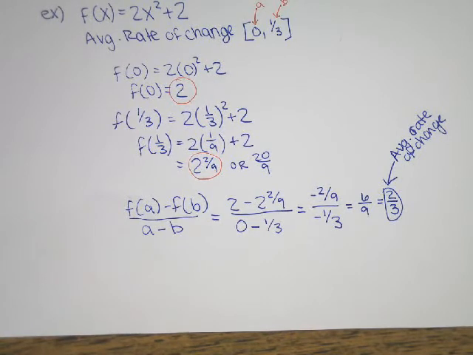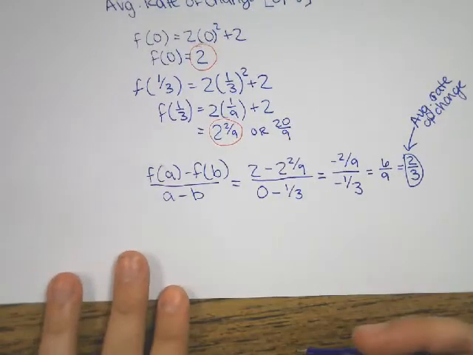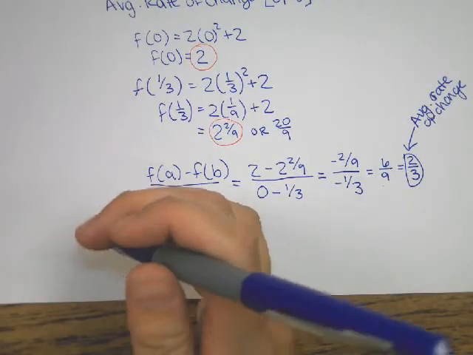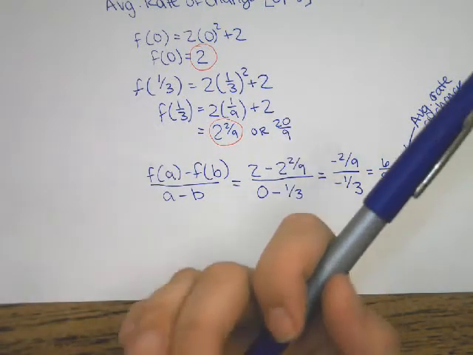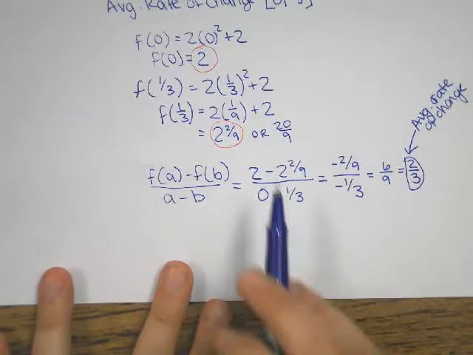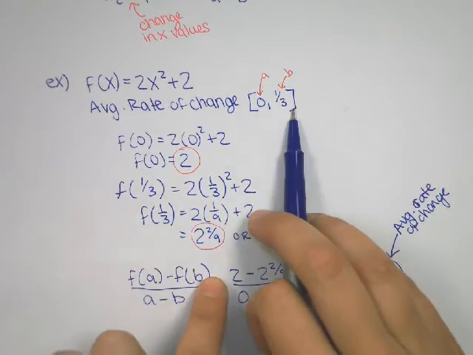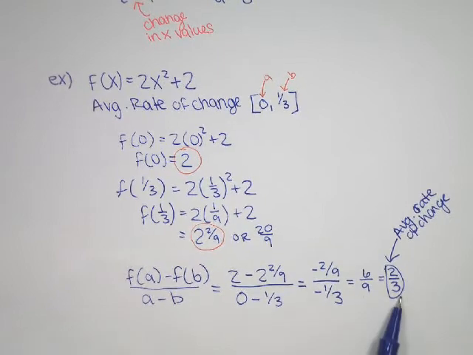Now, another question that this could ask is it could ask you to write the equation of the secant line that goes through those points. Now, a secant line is a line that intersects twice. That's a vocabulary word from geometry. So a secant line is a line that intersects, in geometry it would have been a circle, but it intersects, in this case, our function at 2 points. So it's going to intersect at the point 0, 2, and the point 1/3 and 2/9. So we've got 2 points, and we have the slope.